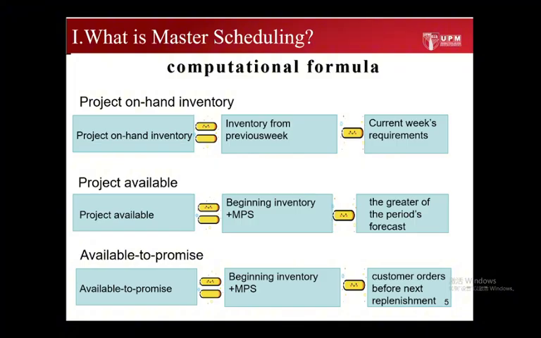There are 3 computation formulas. The first one is projected on-hand inventory. Projected on-hand inventory equals inventory from the previous week minus the current week's requirements. The second one is projected available. Projected available equals beginning inventory plus MPS minus the greater of the period's forecast or customer orders. The next is available to promise. Available to promise equals beginning inventory plus MPS minus customer orders before the next replenishment.